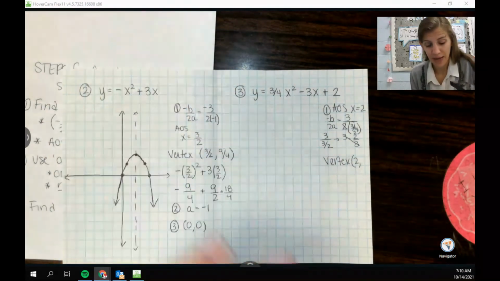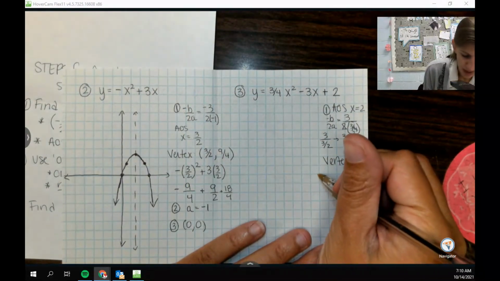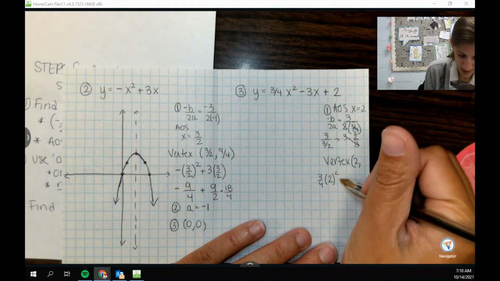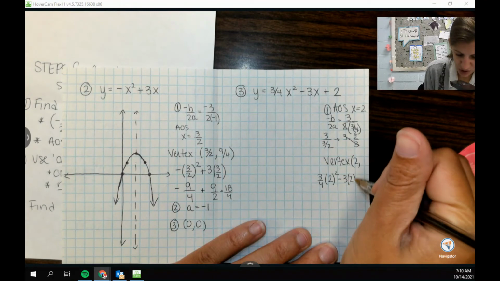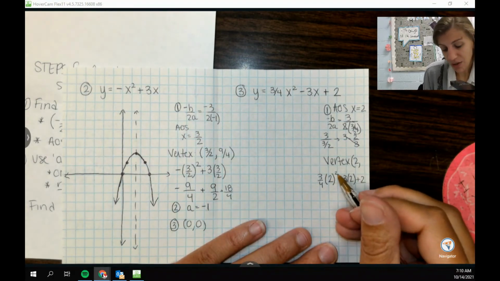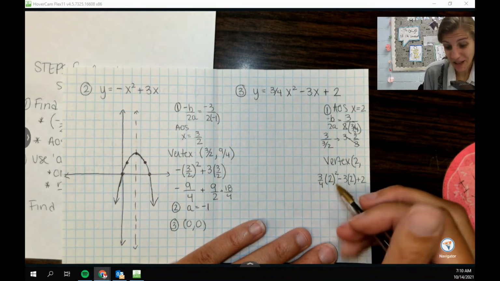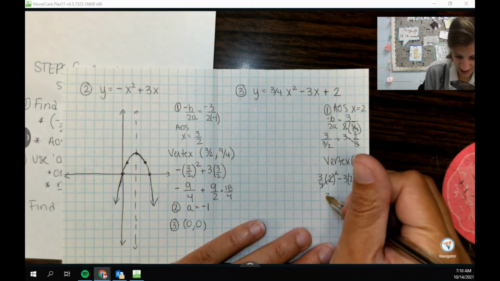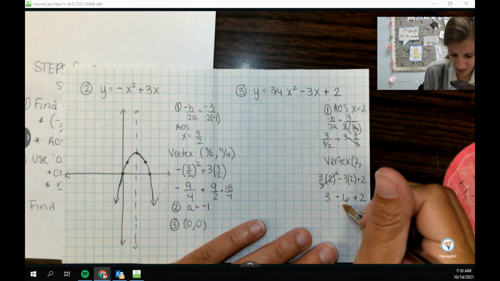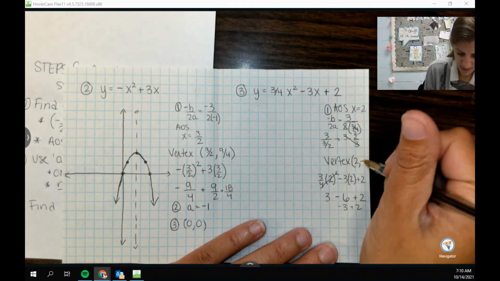The other part of it, we got to plug her in. So we'll have 3 over 4 times 2 squared minus 3 times 2 plus 2. So 2 squared is 4. Multiplied by the 3/4, the 4s will actually divide out, and you have 3 minus 6 plus 2, so negative 1.